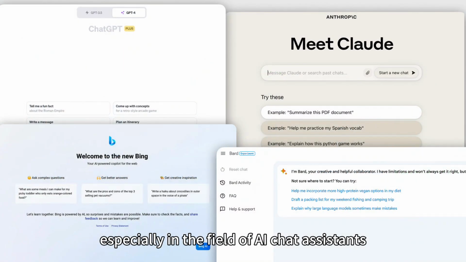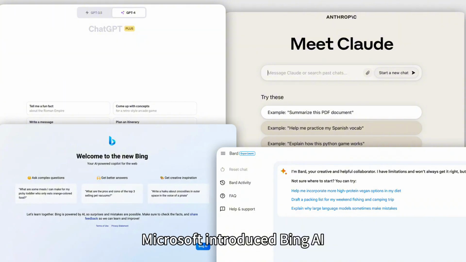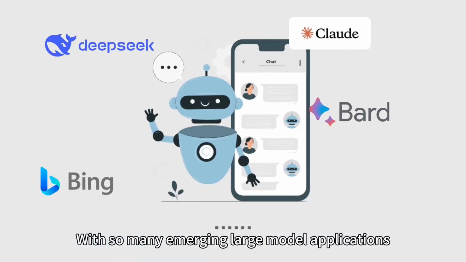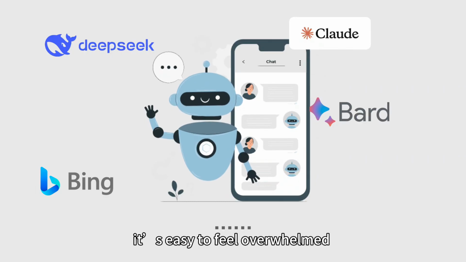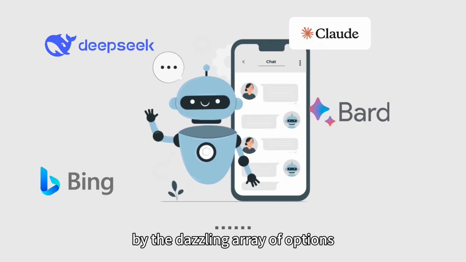This was quickly followed by a large-scale model arms race among major companies, especially in the field of AI chat assistants. Google launched Bard, Microsoft introduced Bing AI, and Anthropic released Claude. With so many emerging large model applications, it's easy to feel overwhelmed by the dazzling array of options.